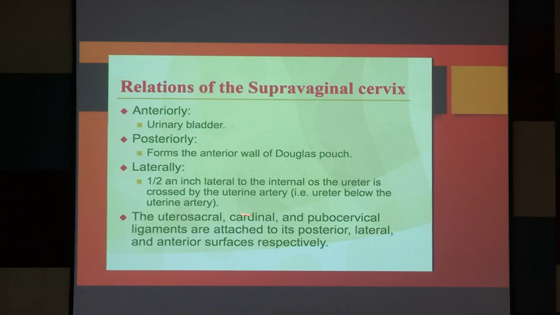The uterosacral, cardinal and pubocervical ligaments are attached to its posterior, lateral and anterior parts. The picture will be shown now. Uterosacral means from the posterior wall of the cervix, it is attached to the sacrum. Cardinal means Mackenrodt's ligament. From the lateral part of the cervix, it runs laterally and is attached to the lateral wall of the pelvis. Pubocervical means the anterior part of the cervix. It is attached to the pubic bone, so it runs under the bladder.